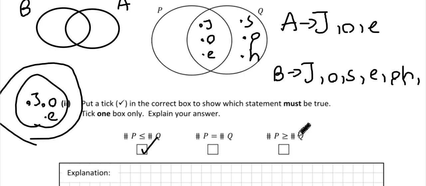Is P ever bigger than Q? The amount of items in P is bigger than the amount of items in Q? That's impossible, because it wouldn't fit inside Q and it wouldn't be a subset. Is that okay? Okay, guys.